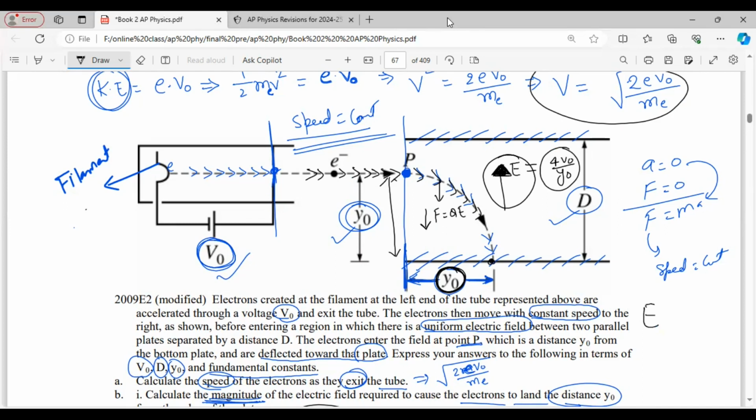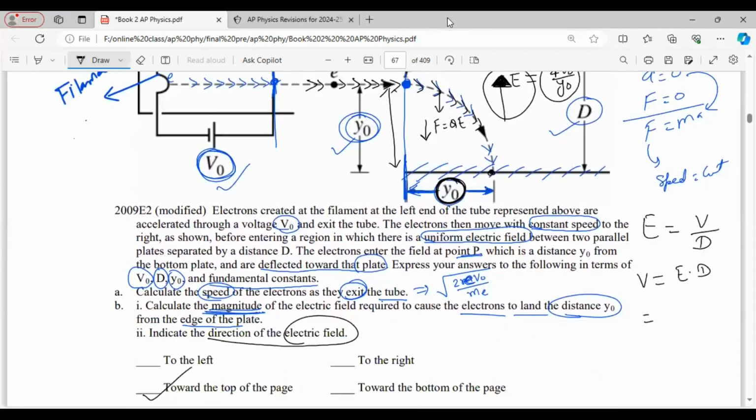As we know, E is equal to V upon d. As we know, E is equal to V upon x. So we can write here the distance is x. So what will be the V? V will be E times d. Again, I am saying that the electric field is constant, so we can apply this formula directly. So E is 4V naught upon y naught, and d is my d. I can keep my answer in d because d is a given constant. So I think this is the answer, 4V naught upon y naught times d.